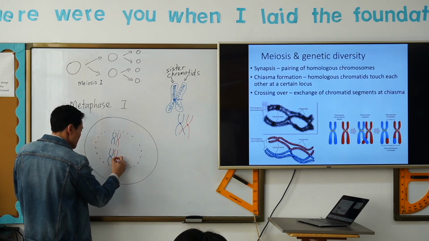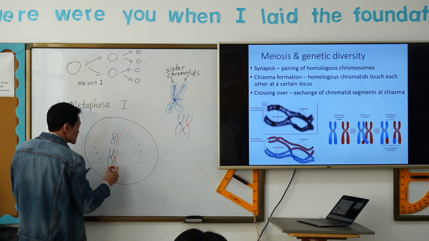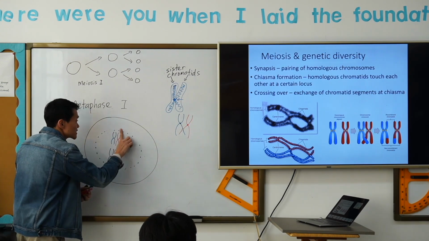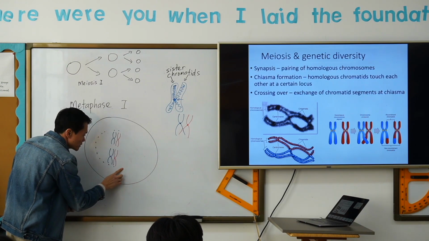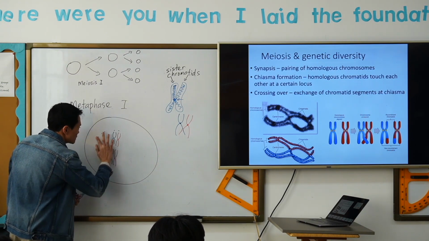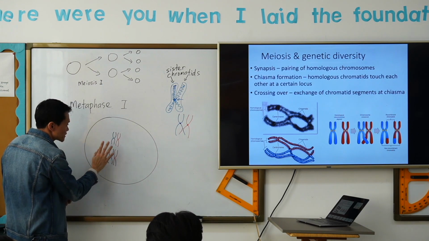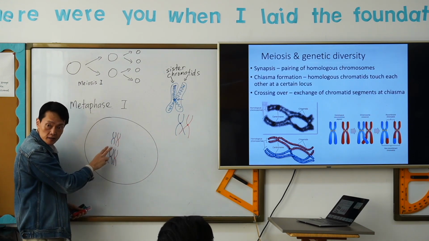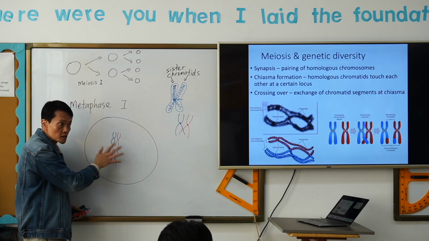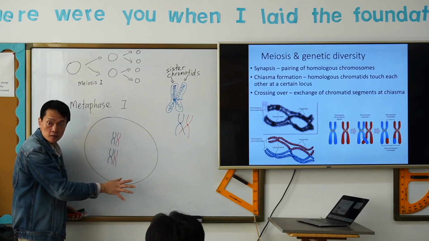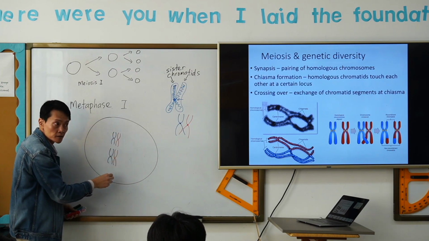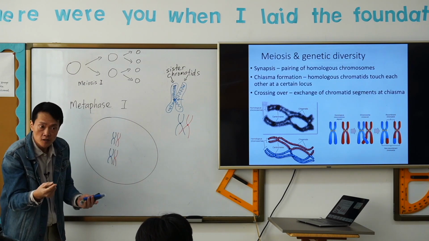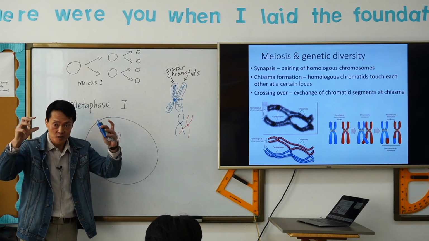All right, make sure I use the right color. Okay, so you have the lining up of the chromosomes along the center, the small nuclear membrane. But they line up in such a way that the homologous pairs remain paired together. You don't see this in mitosis, right? So there's still pairing.